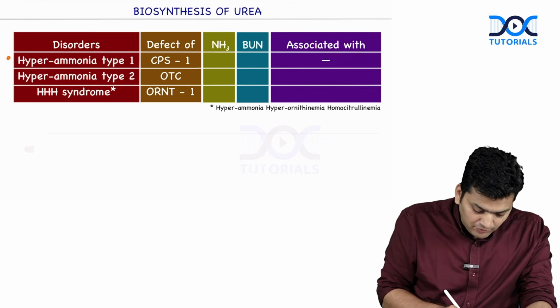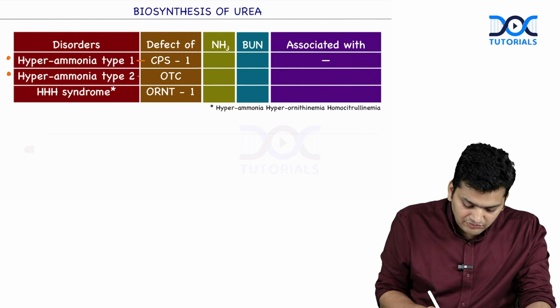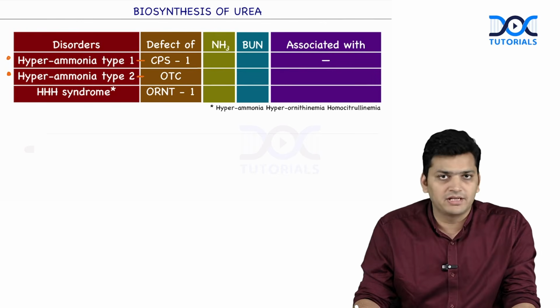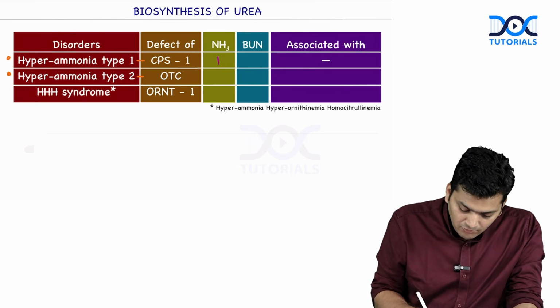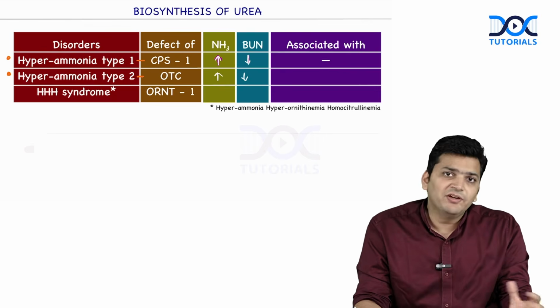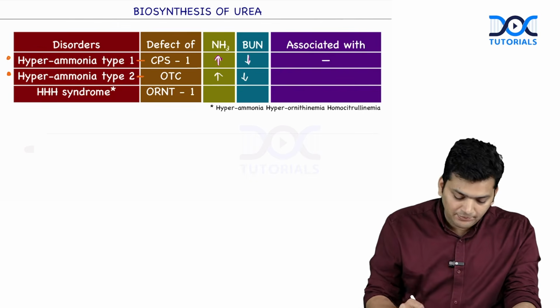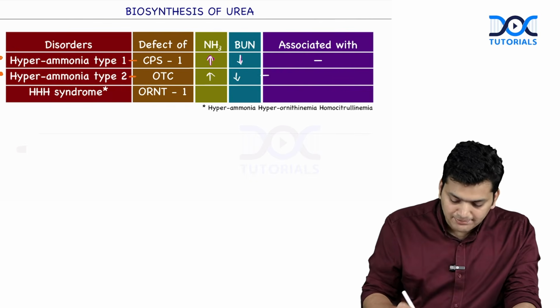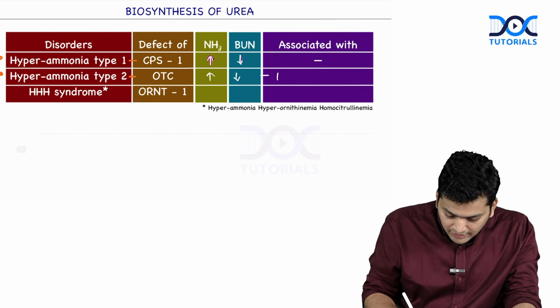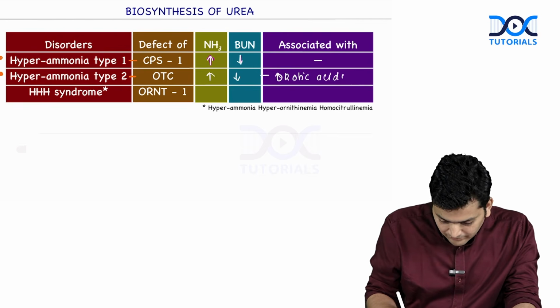First, hyperammonemia type 1 and type 2. Hyperammonemia type 1 is due to deficiency of CPS1, type 2 is due to deficiency of ornithine transcarbamylase. In both conditions, the ammonia levels will be more and the blood urea nitrogen will be less. So if we are confused between hyperammonemia type 1 and type 2, how are we going to identify? Hyperammonemia type 2 is associated with a special finding: an increase in orotic acid, meaning there is going to be orotic aciduria.